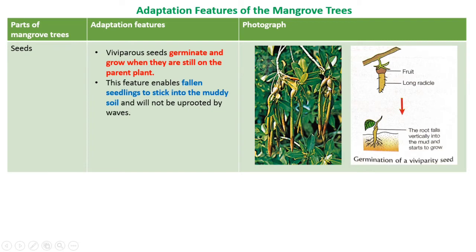Okay, this is the seed and this is the long radicle. The radicle germinates when they are still attached to the parent plant. Okay, the radicle. Kalau akar dia sudah bercambah daripada biji benih ketika masih pada pokok induk. Jadi apabila biji benih ni jatuh, so biji benih ni akan jatuh ke tanah yang lembut tadi. Okay, the root falls vertically into the mud and starts to grow as a new plant.